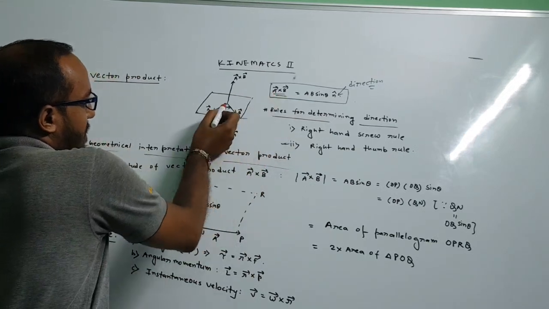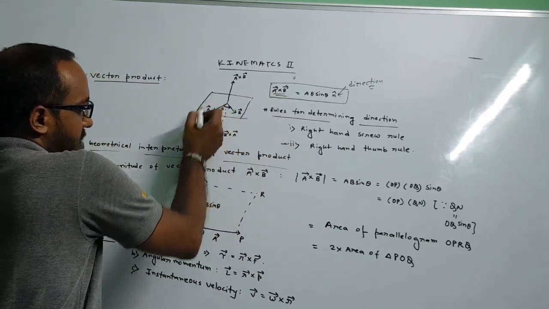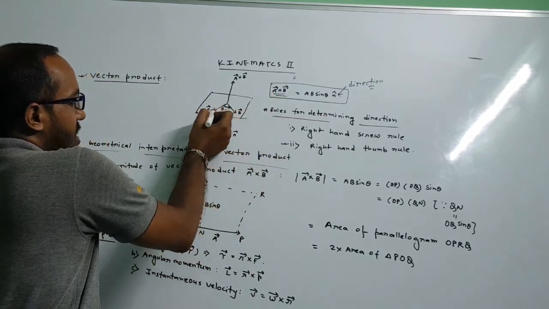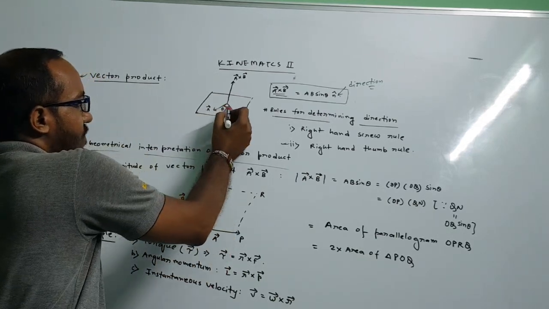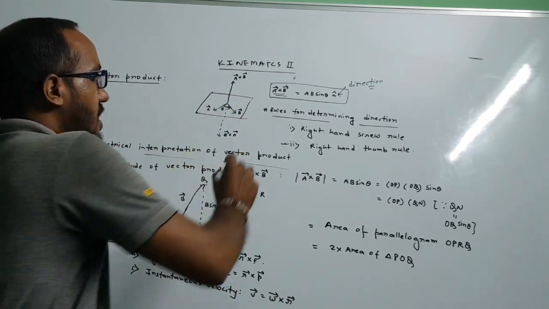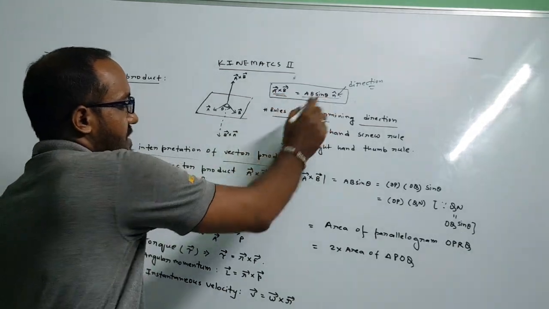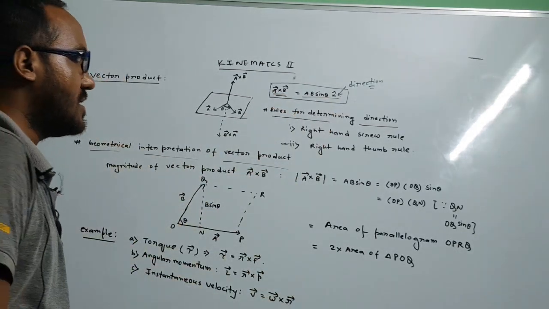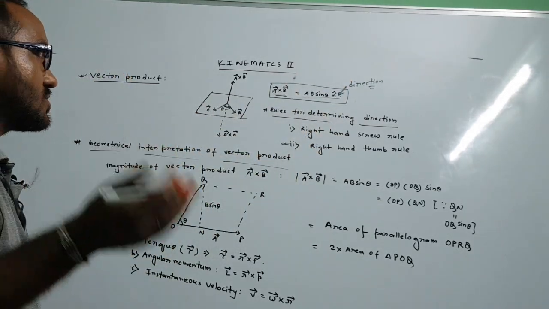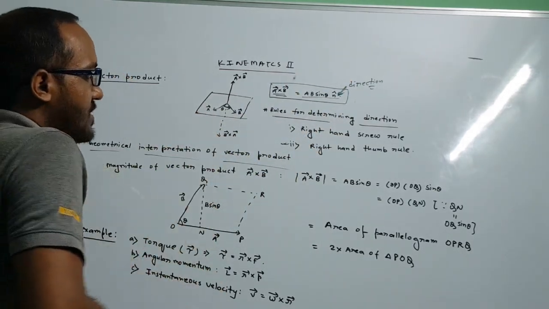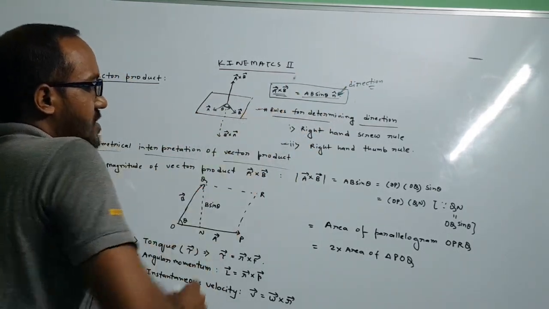Let us say we have two vectors in a plane. Let us say this is your xy plane and this is your A vector and this is your B vector, and the angle between these two vectors is theta. So A cross B is defined as mod A mod B sin theta into n cap, where n cap represents the direction of A cross B. How to determine the direction of A cross B?